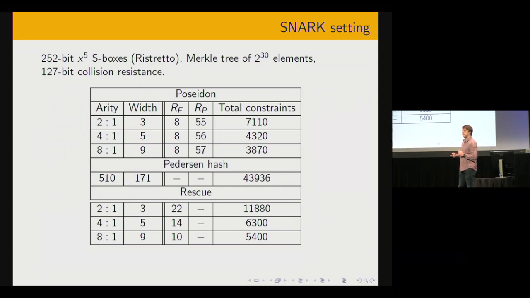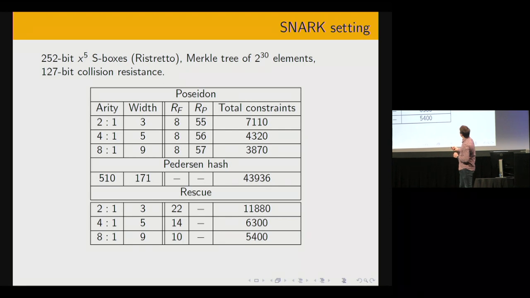For example, we can compare it explicitly with a Pedersen hash. If you, for example, have a Merkle tree of a billion elements, and this is quite natural if you work with big sets, like a set of transactions or a set of people or certificates, whatever, then a billion is very natural. Then, depending on which tree arity you use, you can go down to 4,000 constraints in the SNARK metric, whereas Pedersen hash would need 40,000, so like 10 times more. This effectively means that our hash functions will be 10 times faster than Pedersen hash for Merkle tree applications.